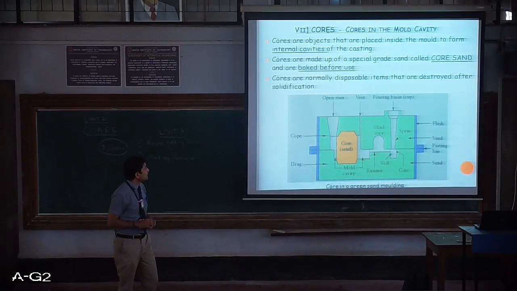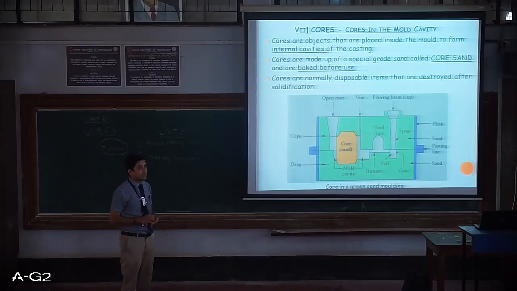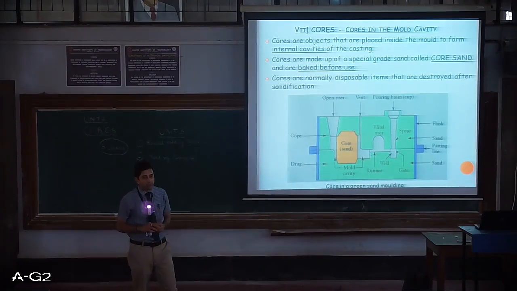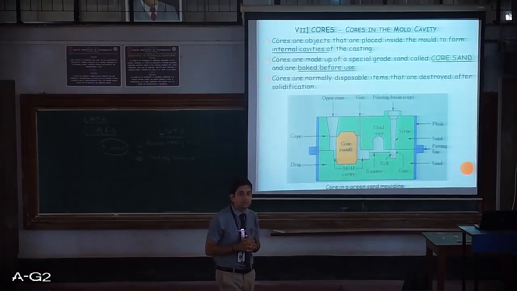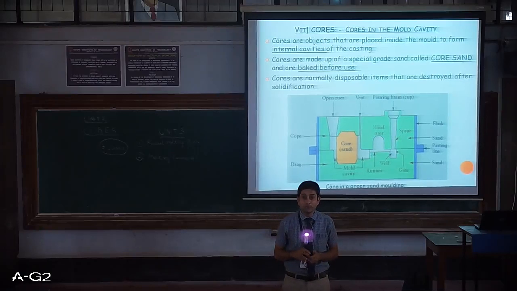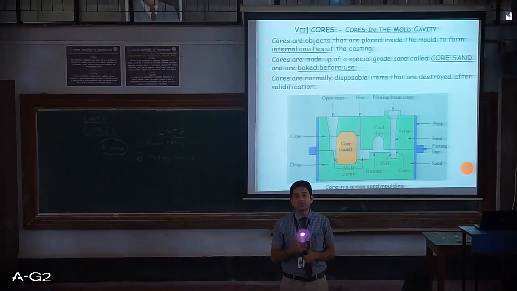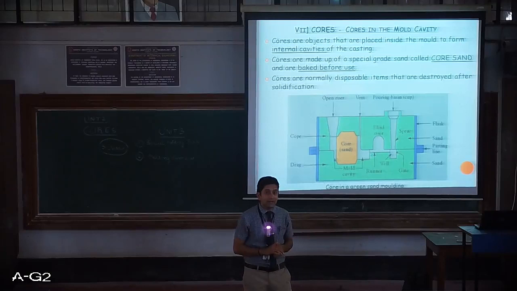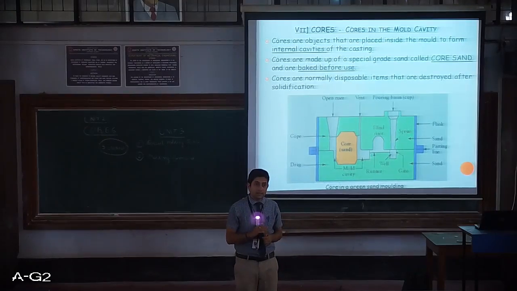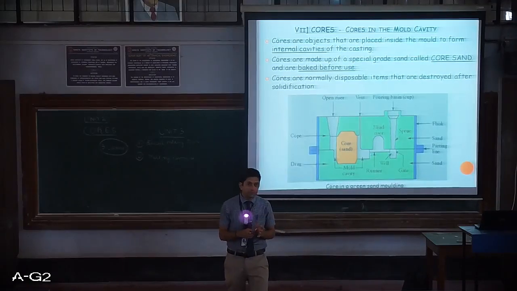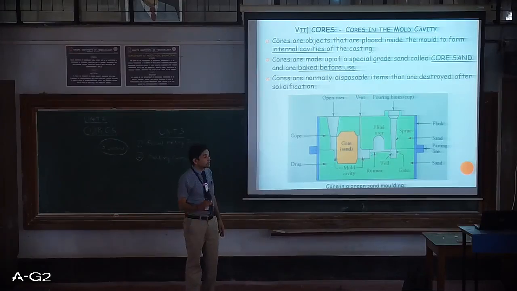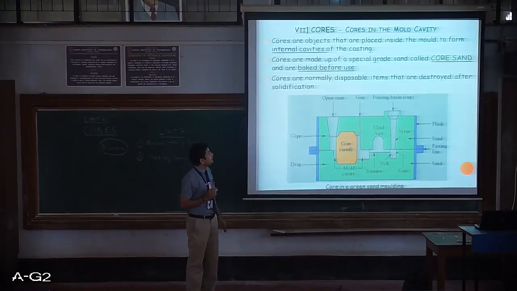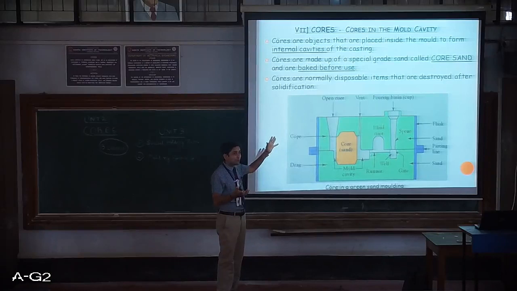And cores are made up of a special grade of sand called core sand. Now you should remember that the core is also made up of sand only. The core which is used to create hollow sections inside the casting is made up of a special type of sand called core sand. The difference is that it has been baked before it is used. It is heated and baked before it is used. So that is the second point I have written: cores are made up of a special grade of sand called core sand, and it is to be baked, meaning heated, before it is used.